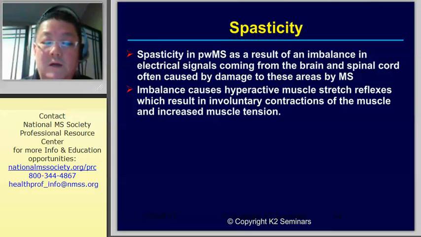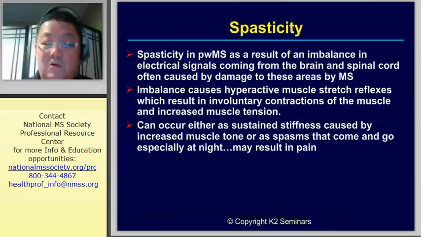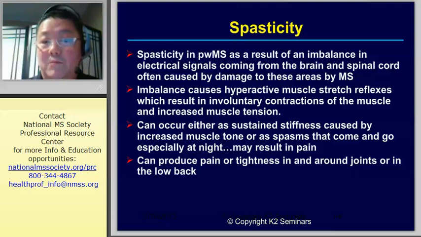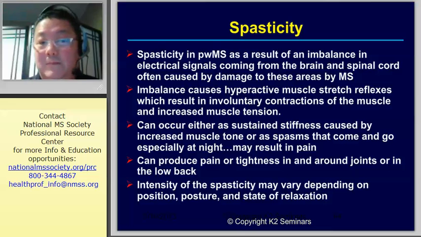So we'll move on. Again, we have medications that can address that piece of the puzzle. Spasticity is a result of imbalance in electrical signals coming from the brain and the spinal cord, often caused by damage to these areas. Imbalance can cause hyperactive muscle stretch reflexes, which result in involuntary contractions of the muscle and increase muscle tension. So spasticity can come from poor balance pieces of the puzzle. Hence, the vestibular and balance tests need to be done.